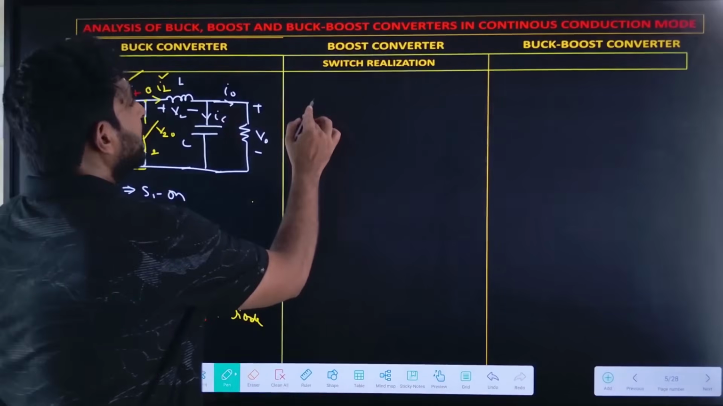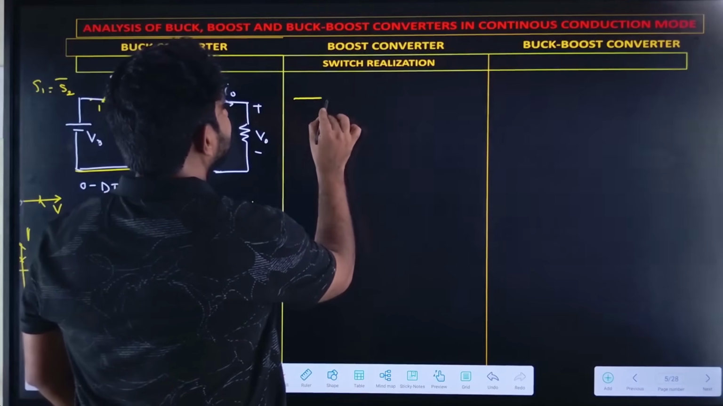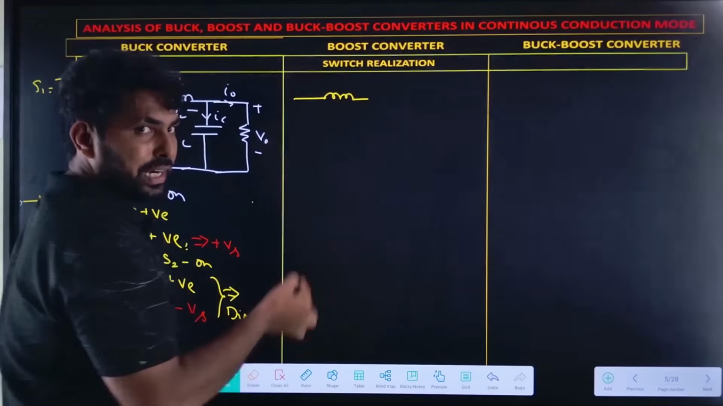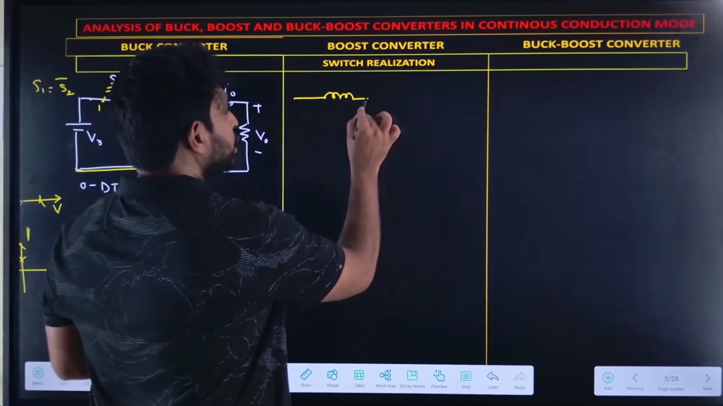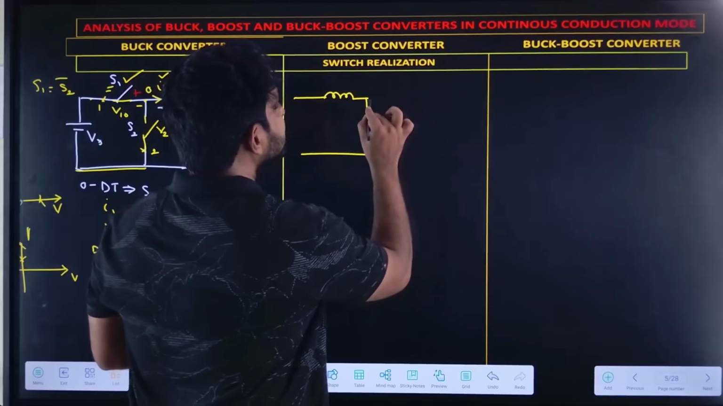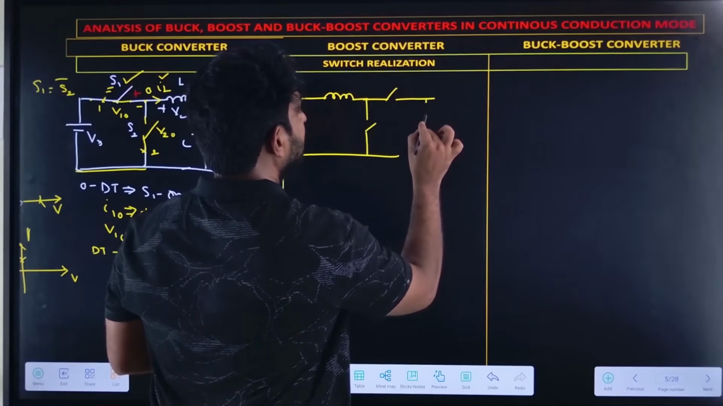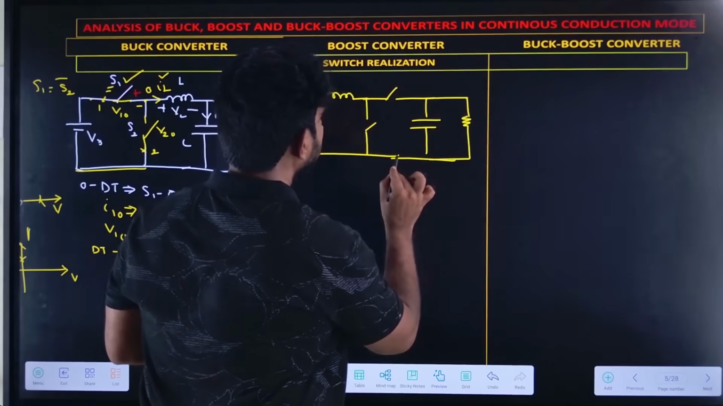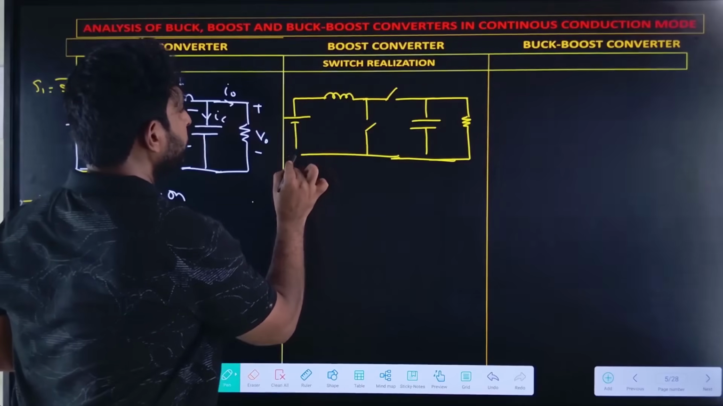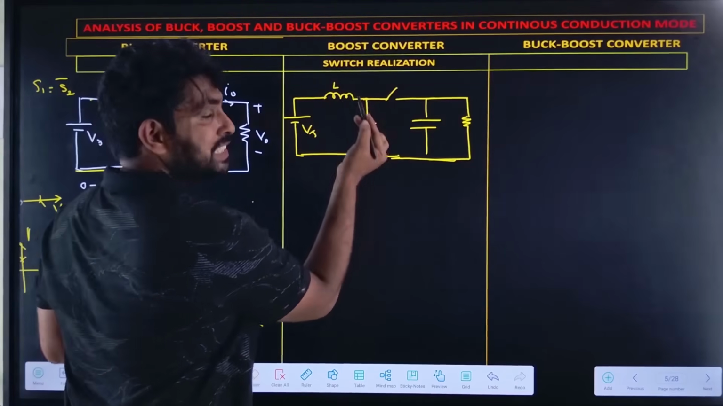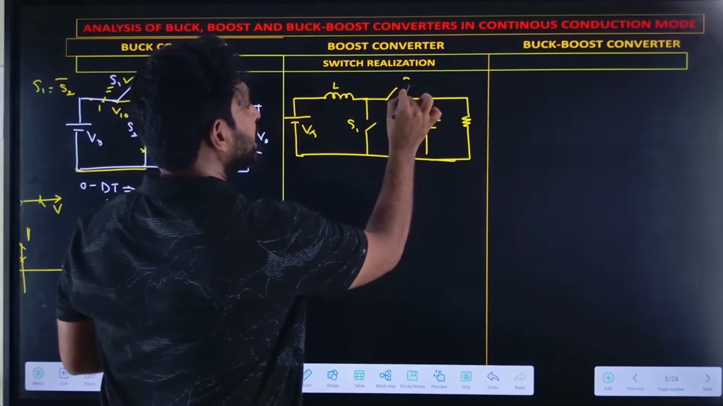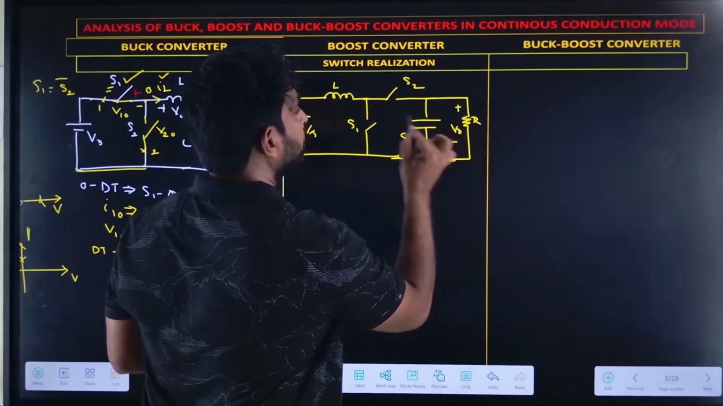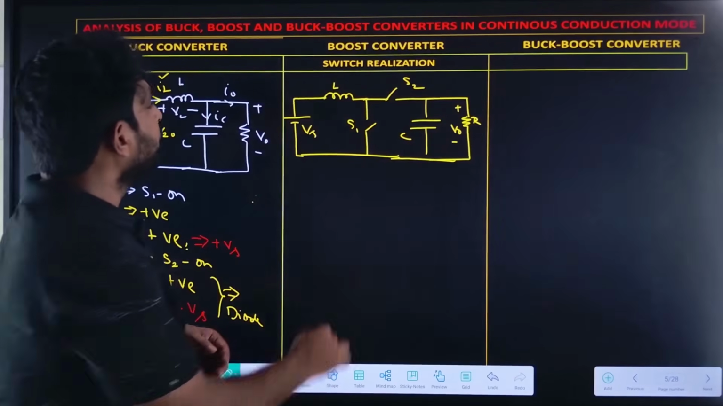Now, let me draw the boost converter. The inductor should be on the source side, the shunt switch should be at the source, and the series switch should be at the load. This is the circuit we have for the boost converter. Right? Vs, inductance L, switch S1, switch S2, capacitance C, resistance, plus minus V0. So this is the circuit for the boost converter.